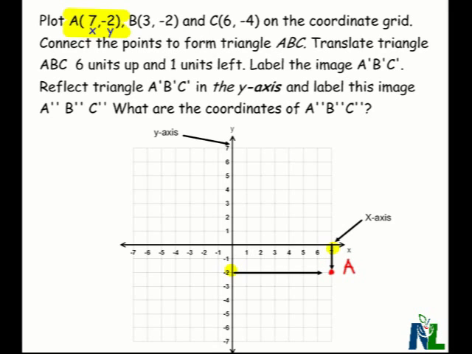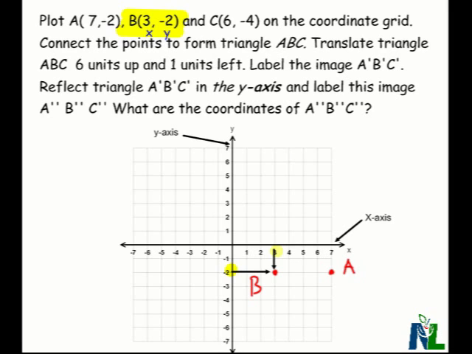point A. Next, we look at point B. We can see that the x-coordinate is 3, which would be located right here. The y-coordinate is -2, which would be located right here. If we see where these two lines meet, it would be at a point right here. And we can label this point B.